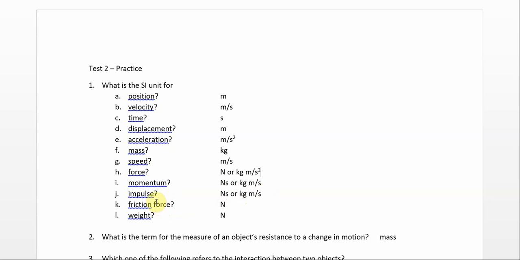Friction force, well, nothing special about friction. It is a force, so it's measured in newtons. Weight, same thing. Weight is just the force on you due to the Earth's gravity, so that also is newtons. Okay.